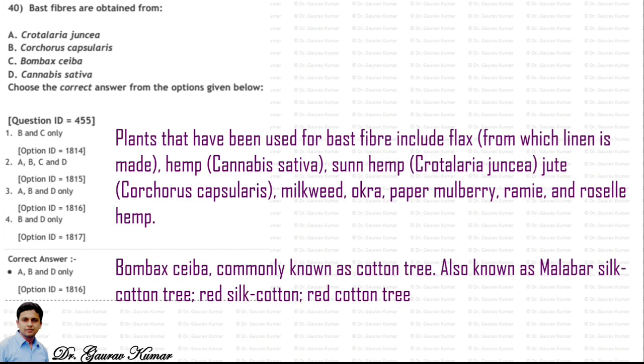The plants that have been used for bast fiber include flax, from which linen is made, hemp, that is Cannabis sativa, one of our options. Then sun hemp, Crotalaria juncea, another option. Jute, Corchorus capsularis, another option which we have. Milkweed, okra, paper mulberry, ramie, and roselle hemp. So all these are the sources of bast fiber. But the option C, Bombax ceiba, it is not the source of bast fiber. It is commonly known as cotton tree. Also known as Malabar silk cotton tree, red silk cotton, red cotton tree. So it is actually a source of cotton fiber, not the bast fiber.